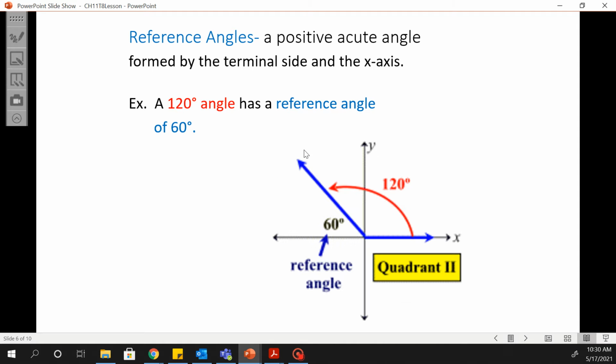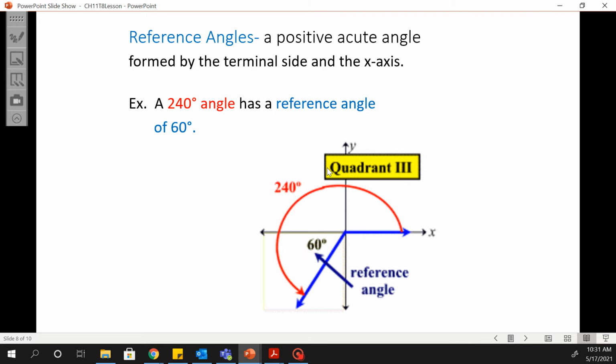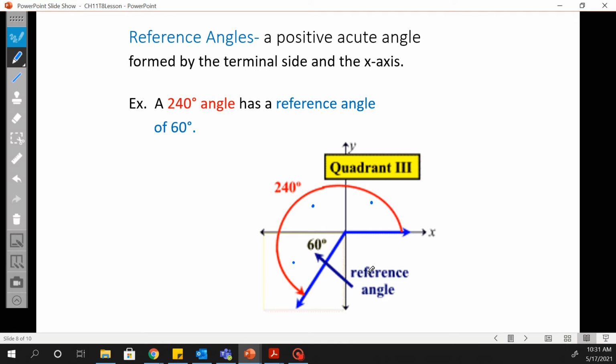Also, these quadrants tell you where the reference angle is. With 120 degrees, the 60-degree reference angle is in quadrant 2. In the 315-degree angle, the 45-degree reference angle is in quadrant 4. And with the 240-degree angle, the 60-degree reference angle is in quadrant 3. It goes quadrant 1, quadrant 2, quadrant 3, and quadrant 4.